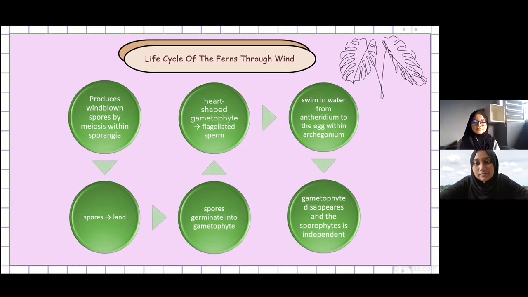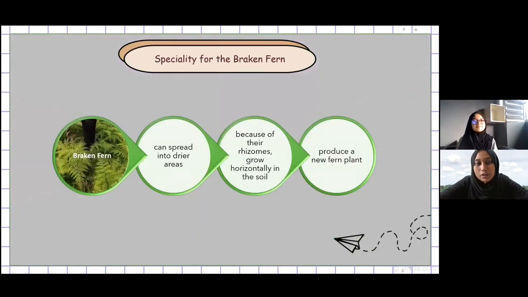Next, we are moving on to the specialty of the bracken fern. The bracken fern can spread into drier areas. Why can it spread into drier areas? It is because they have rhizomes. Rhizomes are basically the roots. When the roots grow horizontally in the soil, it is easier for them to produce a new fern in a drier place.